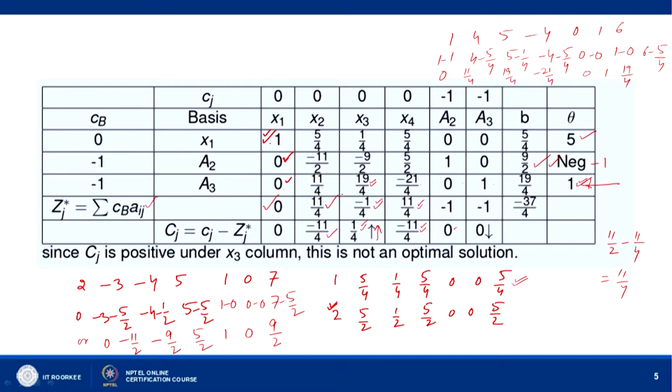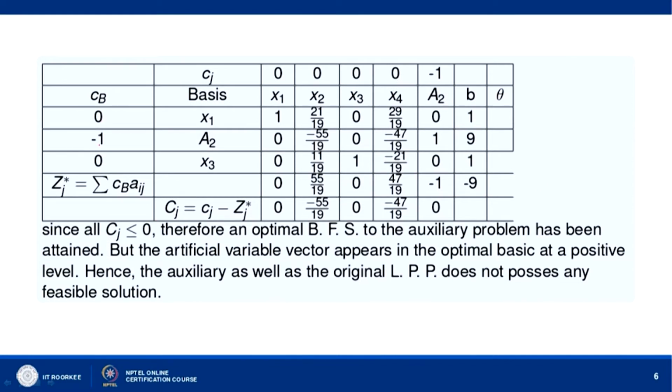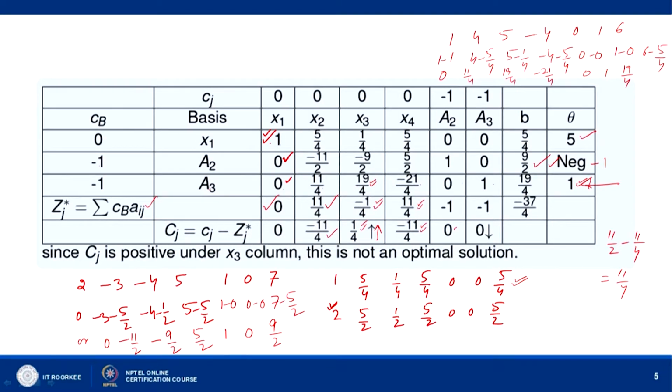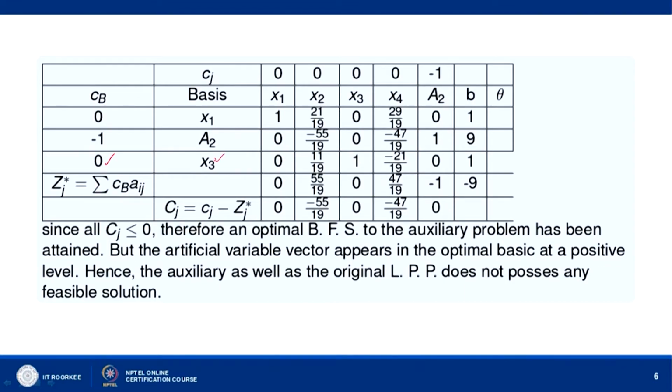Okay. After that we will make the key element, which is 19 by 4, unity by dividing the entire key row by 19 by 4. Okay. So, let us see what happens in the next table. So, we have CB 0, minus 1, A3 is now becoming x3 and here the value becomes 0. So, we get 0 here and we get x3 here, and we get x1, x2, x3, and the column corresponding to A3 is now removed, we have just the column corresponding to the artificial variable A2.